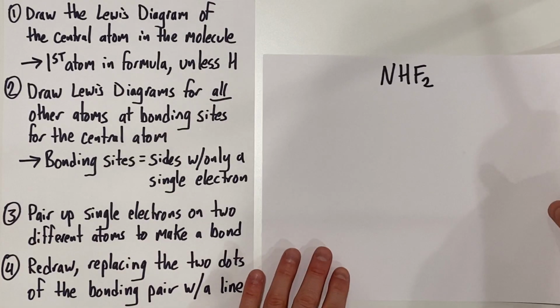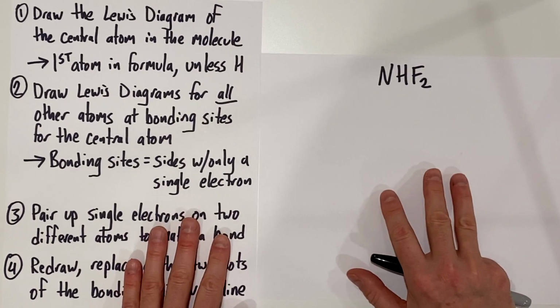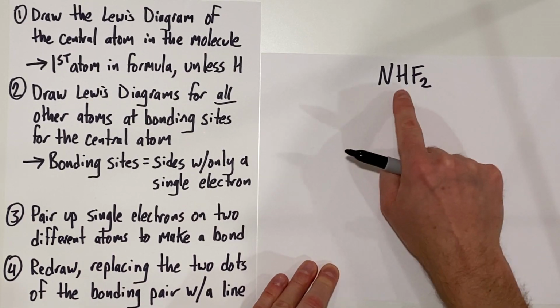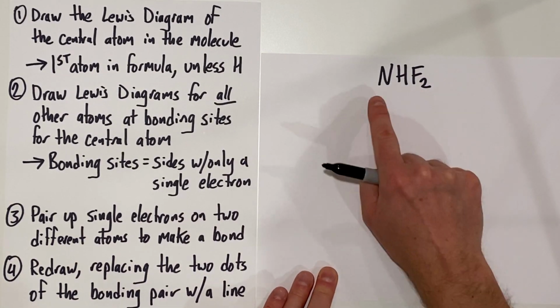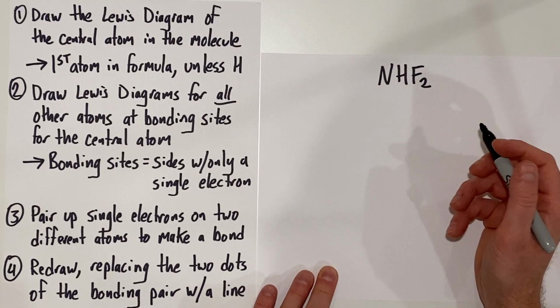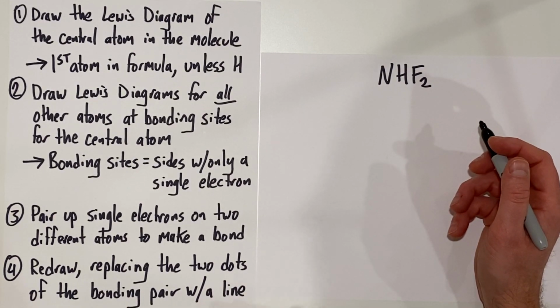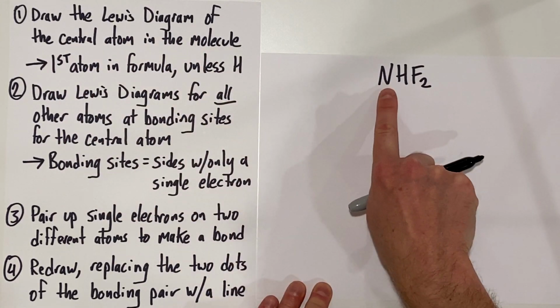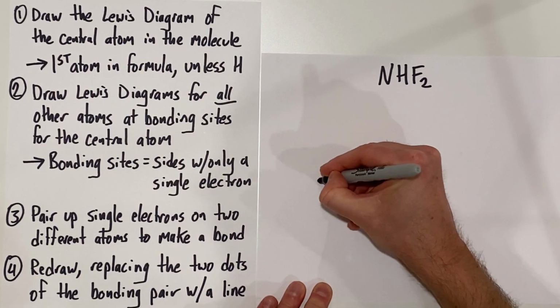All right, last example for this video, which is NHF2. Okay, you may notice in this example, we have 3 different elements, but that's okay. We're going to follow the same process as before when we just had 2 elements in the compound. All right, first things first, the central atom is going to be nitrogen.